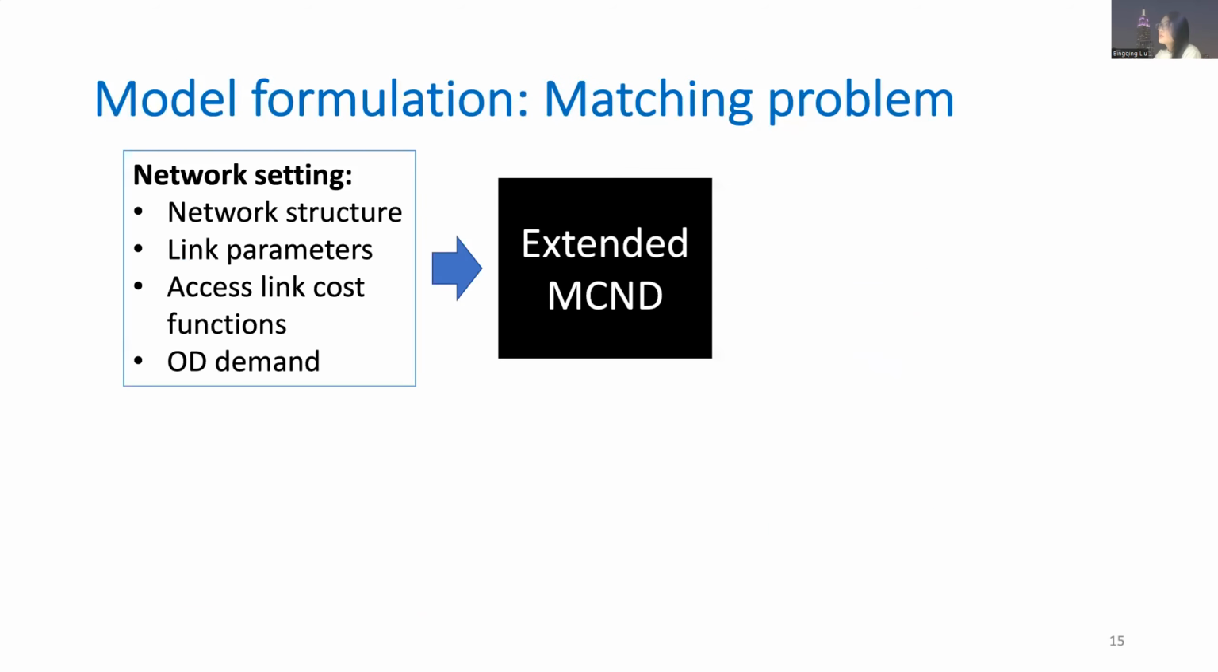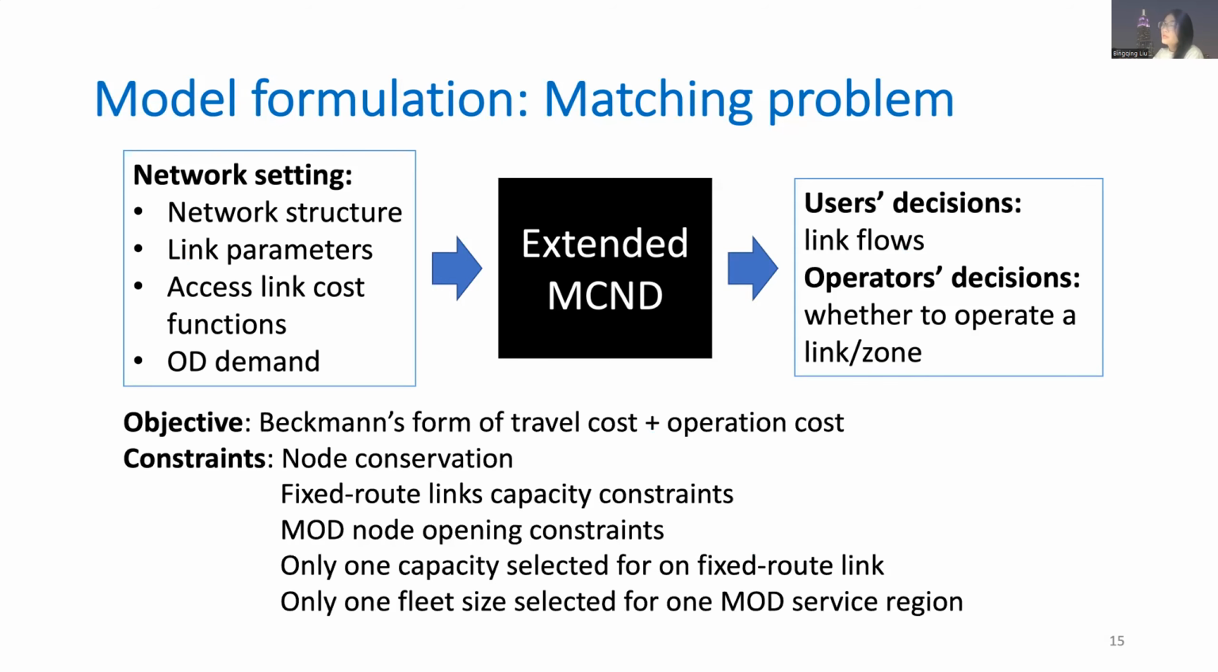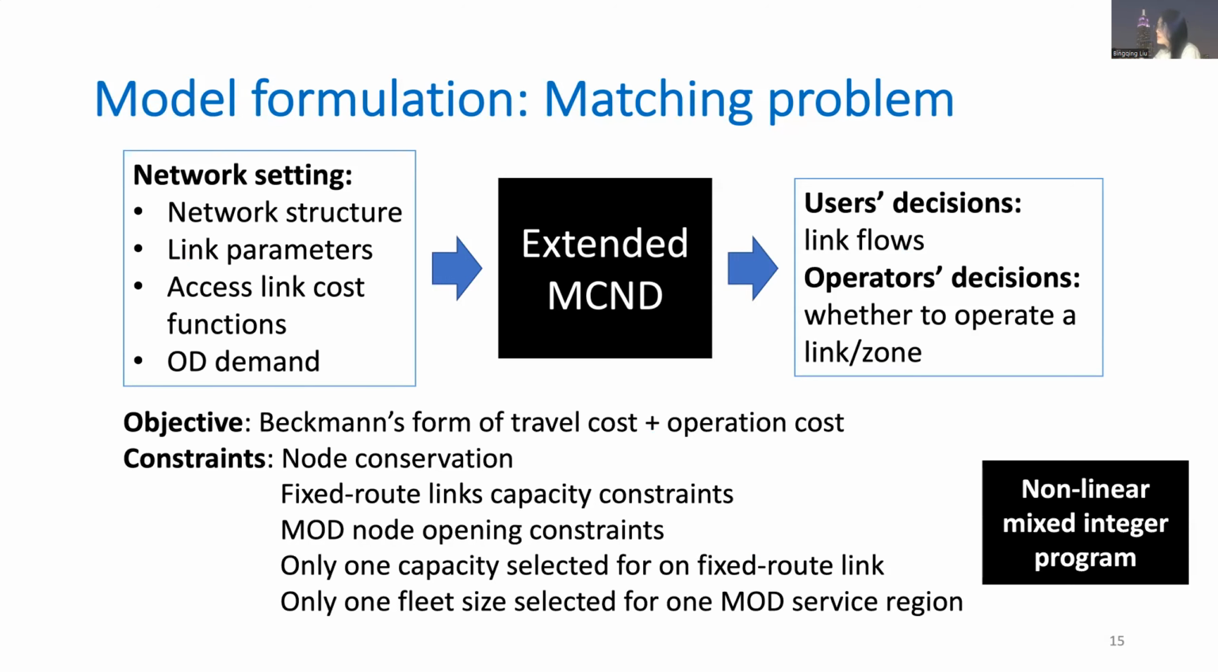Okay, so then the formulation is like this. We take the network setting as an input to an extended multi-commodity network design problem, the MCND, and it outputs all the decisions that we just talked about. The objective is a Beckmann form of the travel cost on the user side plus the operation cost of all the different types of operators. And with the constraints, we consider the choices of the capacity, the choices of the MOD nodes, fleet size, as well as the node conservation, which represents the OD demand. Okay, so this gives us a nonlinear mixed integer problem, which is going to be hard.